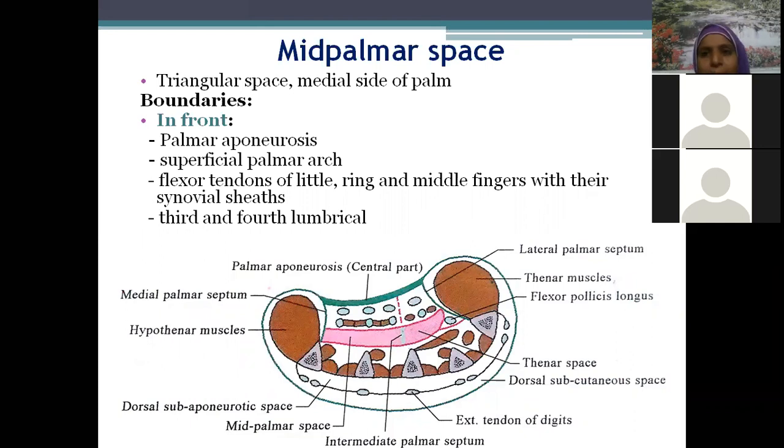Towards the thumb, whatever eminence is there, you call it the thenar eminence, where the muscles just listed are the thenar muscles. I gave you the code: abductor pollicis brevis, flexor pollicis brevis, and adductor pollicis. These are the thenar muscles. Hypothenar: abductor digiti minimi, flexor digiti minimi, opponens digiti minimi. All this we discussed yesterday.